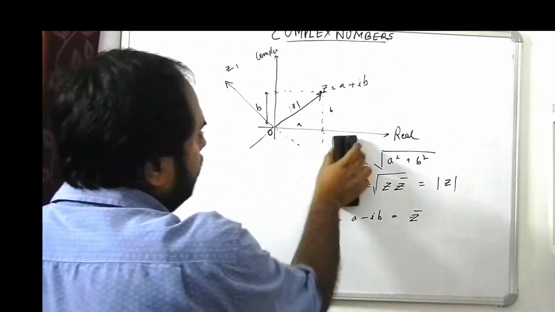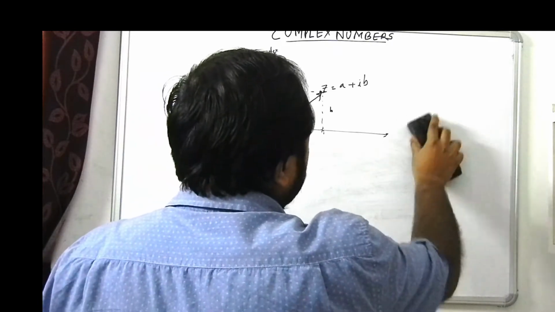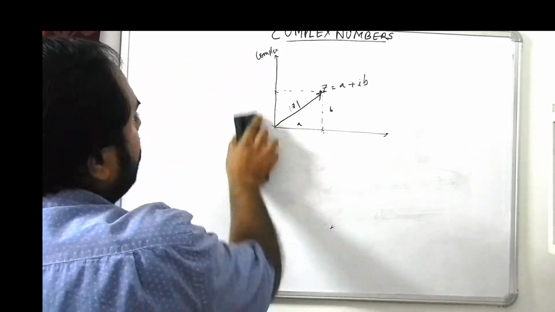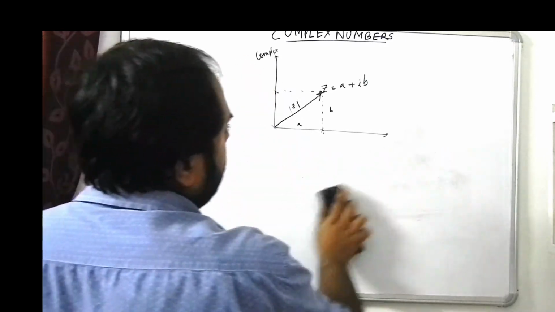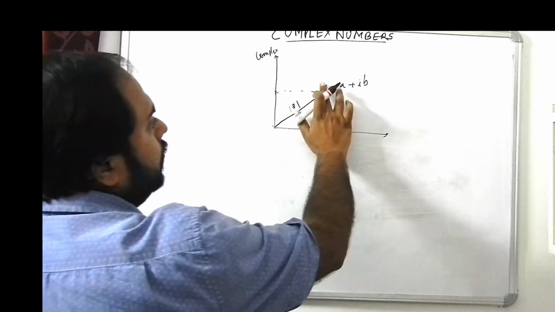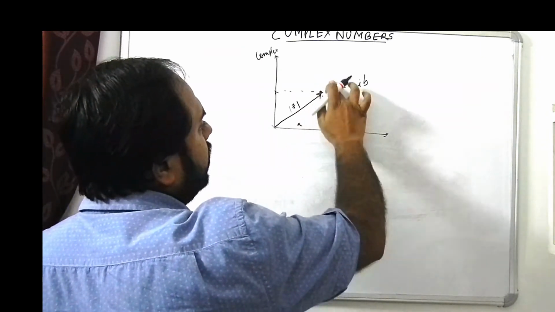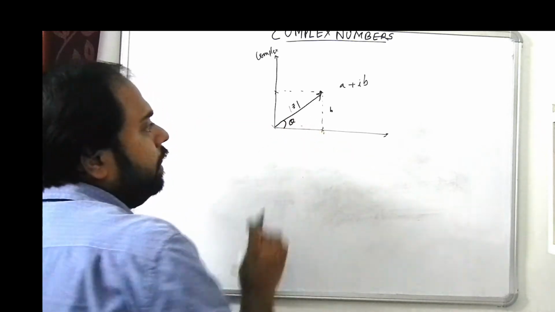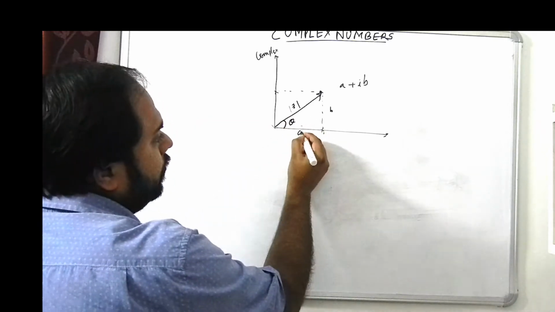Now, taking it forward, there are different ways of looking into it. If I again take this as z is equal to a plus iota b, and if I take this angle as theta, this is a, of course.